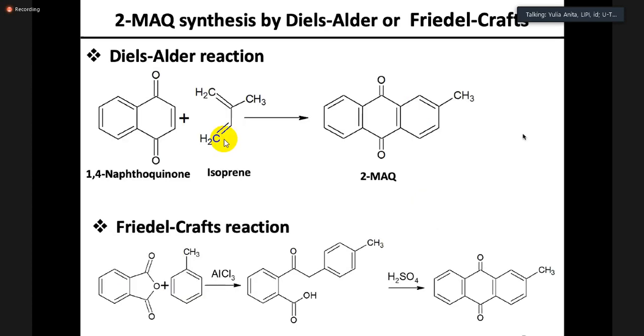And secondly, MAQ can be synthesized by several methods. There is the Diels-Alder reaction using 1,4-naphthoquinone with isoprene to form 2-methyl anthraquinone, or another method is the Friedel-Crafts reaction using phthalic anhydride with toluene to form 2-methyl anthraquinone.